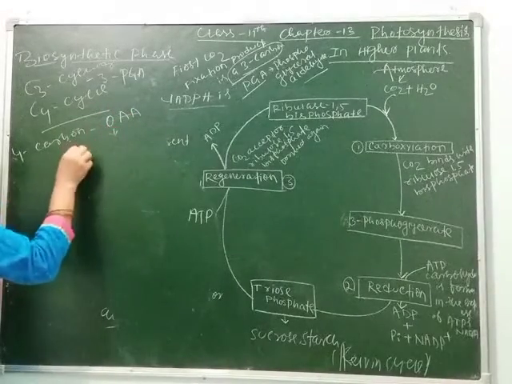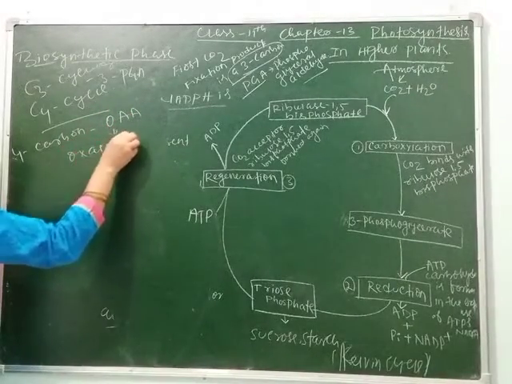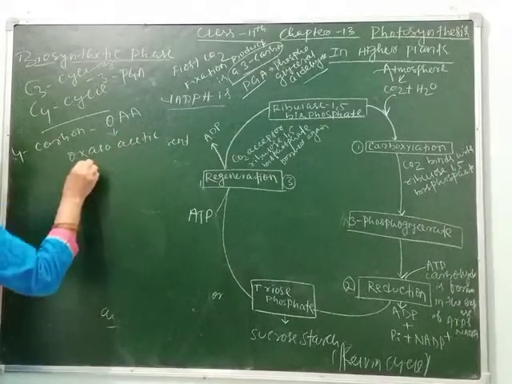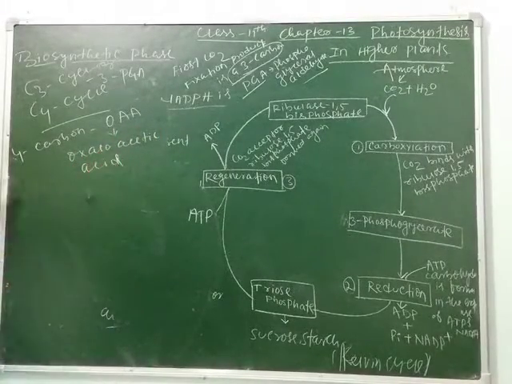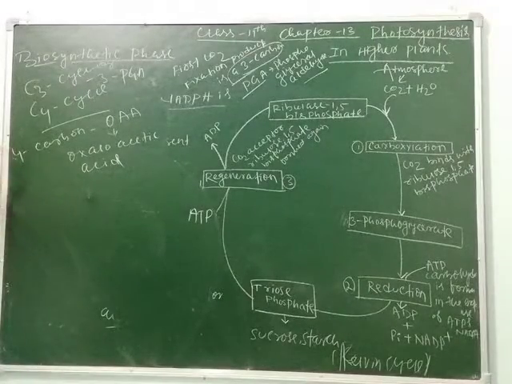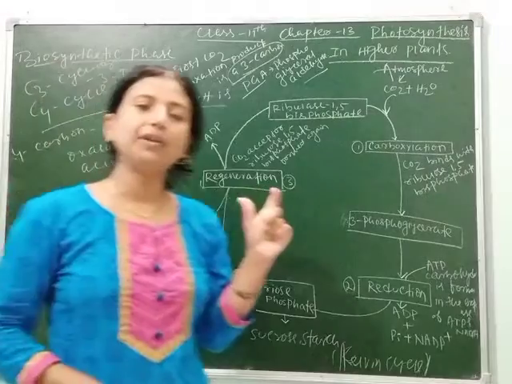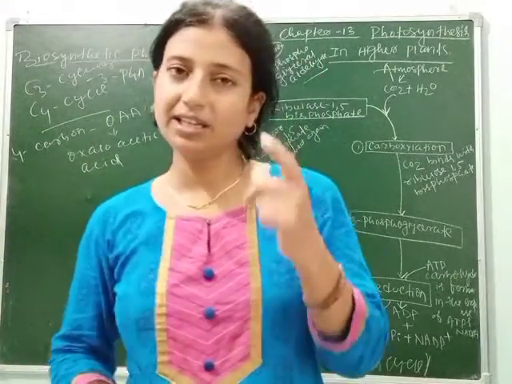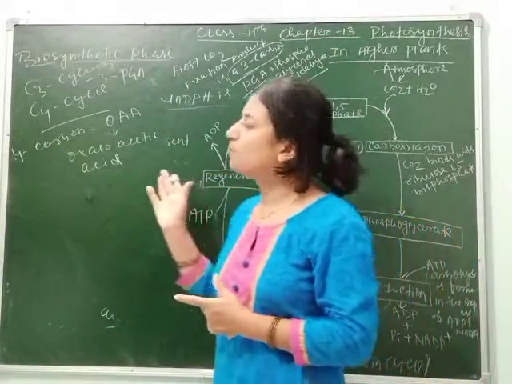OAA means oxaloacetic acid is formed. And while they were doing these experiments, they found that the carbon dioxide assimilated during photosynthesis is mainly of two types. It means that due to the fixation of carbon dioxide, the more carbon dioxide is used, the more product there will be.